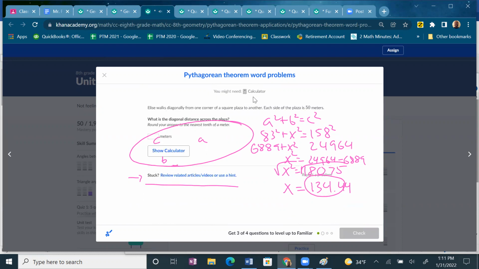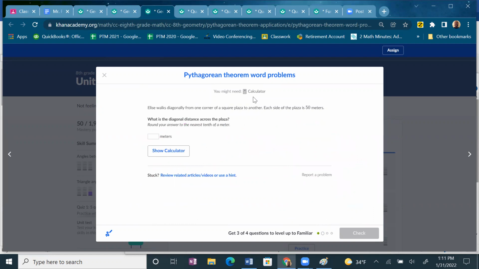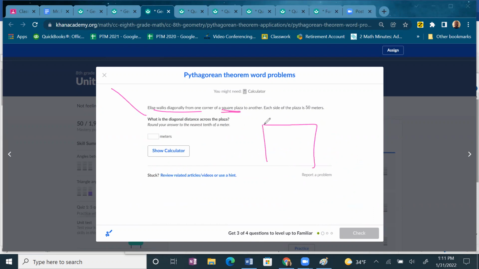So you see right here, they didn't draw a picture. So you would have to draw a picture. Elise is walking diagonally. That means like that. From one corner of a square plaza. Okay, a square. I can draw a square. She's walking diagonally, like that. Each side is 50. So then they want to know the diagonal distance. So they want to know C. So hopefully you can see that it'd be 50 squared plus 50 squared equals x squared.